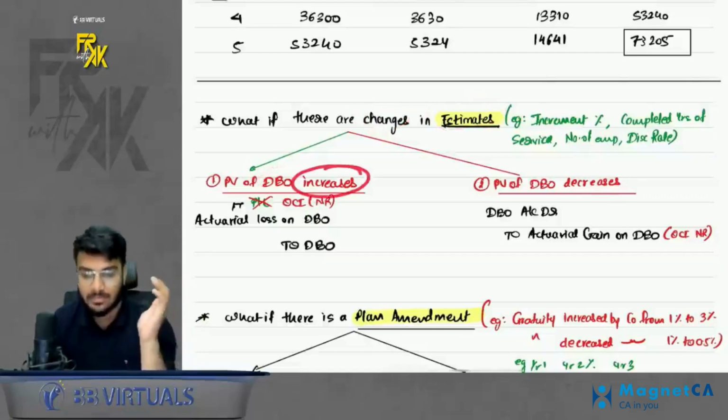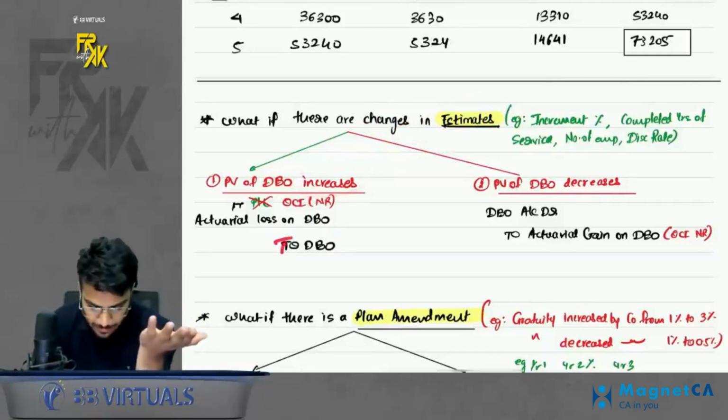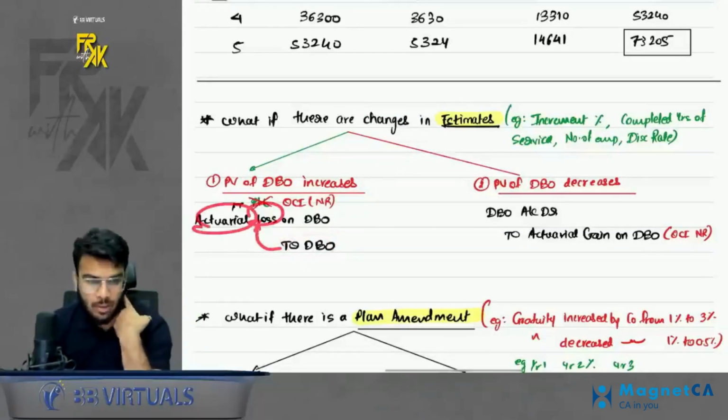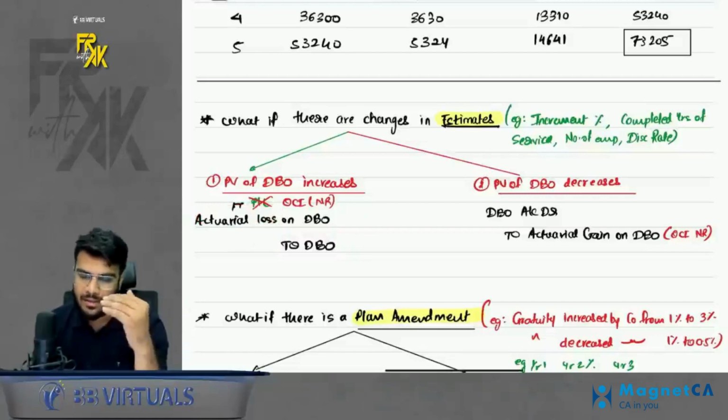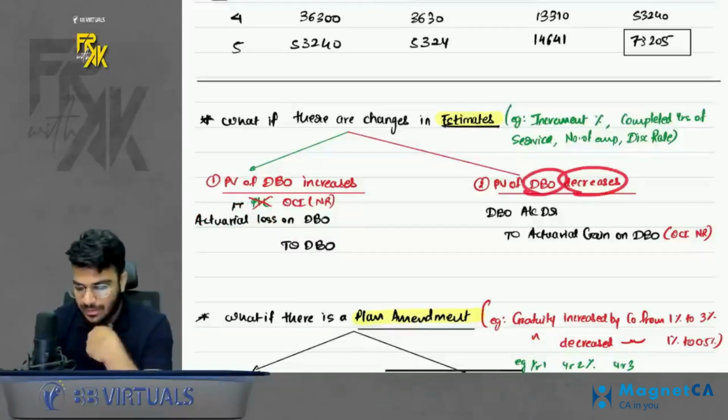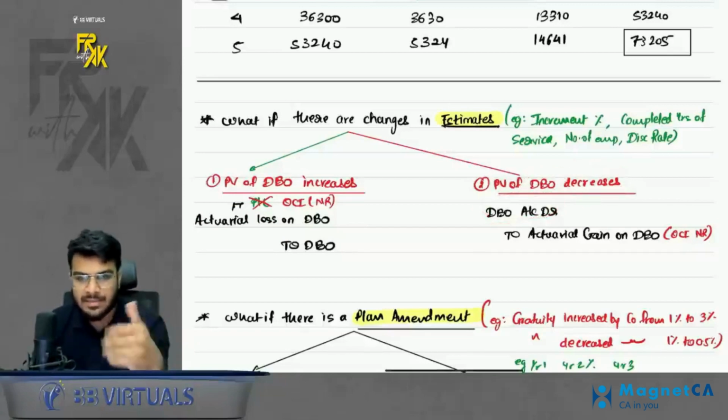If DBO increases, that means liability is increasing. So credit the liability to increase it. Now, what will I debit? We will debit actuarial loss on DBO. Why loss? If liability increases, then it is a loss for you. Then if DBO decreases, debit the DBO, and if liability is decreasing, it is a gain for you. So credit actuarial gain on DBO.